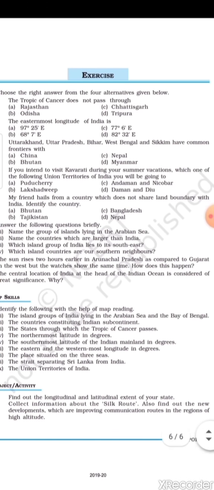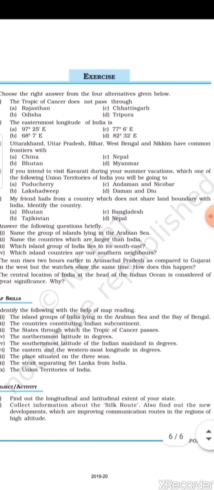Next question is, if you intend to visit Kavaratti during your summer vacation, which one of the following union territories of India will you be going to? And the answer is Lakshadweep. Next is, my friend hails from a country which does not share a land boundary with India. Identify the name of that country. And the answer is Tajikistan, because the rest of the countries share their land boundaries with India. So the right answer is Tajikistan.